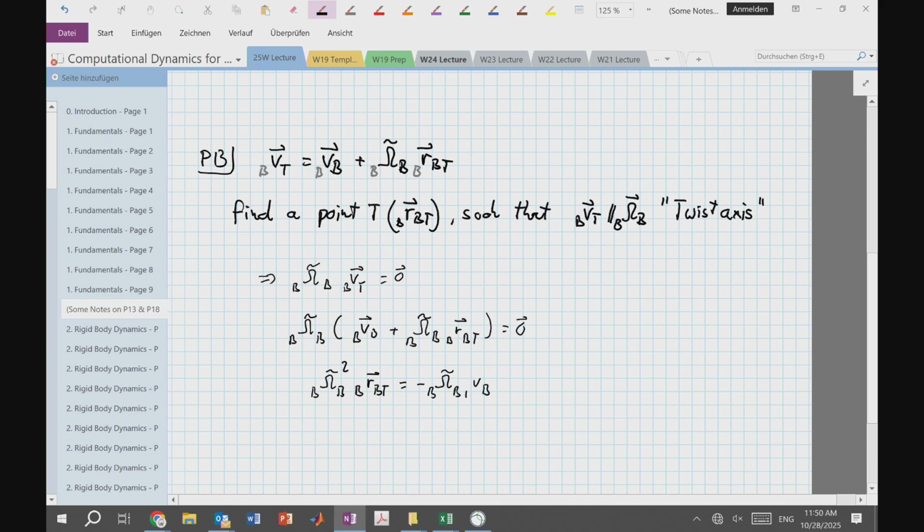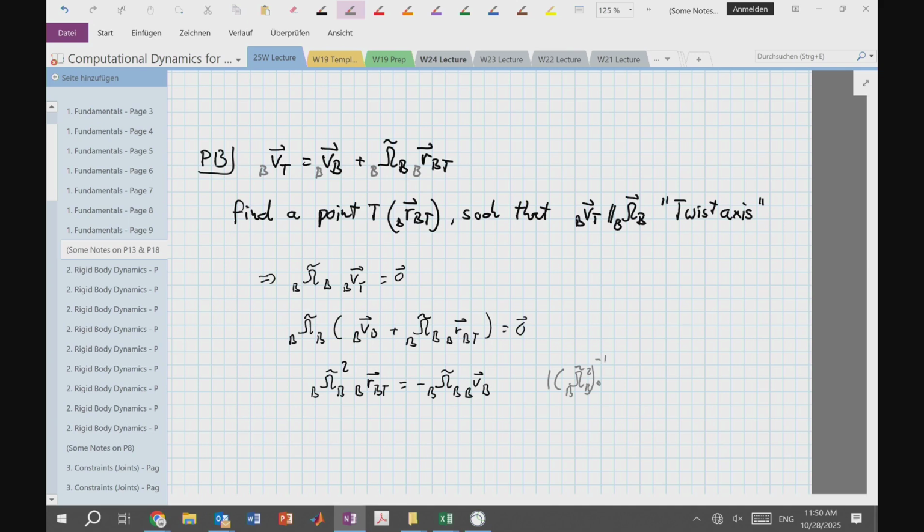VB, B, because those are the known quantities. And then I do what? Oops, don't do that. What do I do next? Right, I want to solve for RBT. I multiply from the left with omega b squared inverse, right? And then I have it. Then I get RBT equals some expression, everything is known.